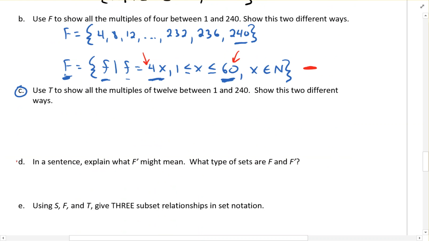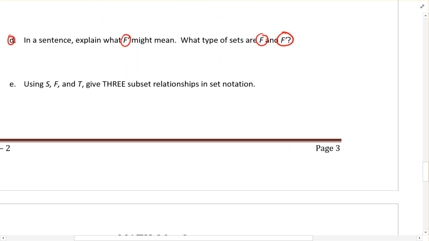I'm going to let you go ahead and do D as well. In a sentence, explain what f prime, or the complement of f, might mean. What type of sets are f and f prime? Just looking at the definitions that you have on that sheet, what kind of sets would those be? How are they related to each other, I guess might be another way of saying it.